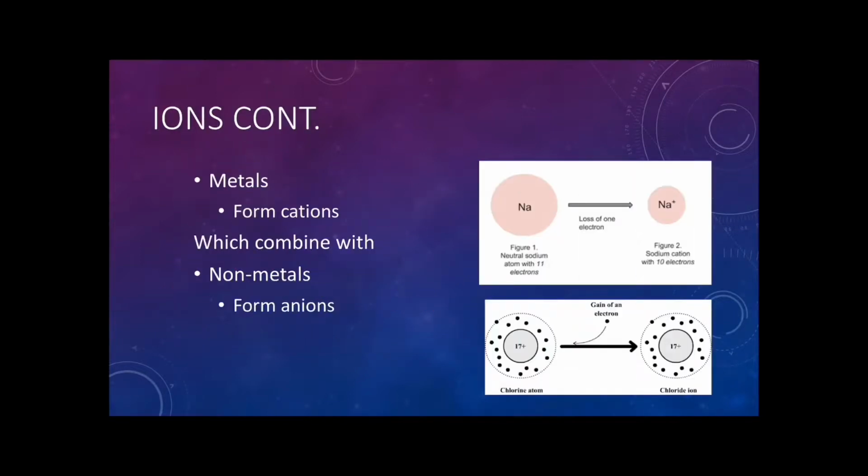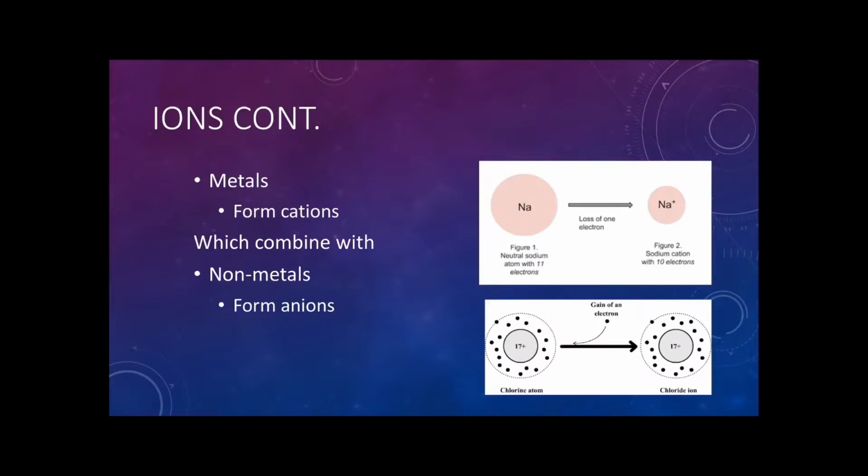Now would be a great time to have out your colored periodic table to help you remember where the metals and nonmetals are located on the periodic table. Because if you remember from the last lesson, metals form cations. They make positive ions. And the nonmetals, these form anions. They form the negative ions.